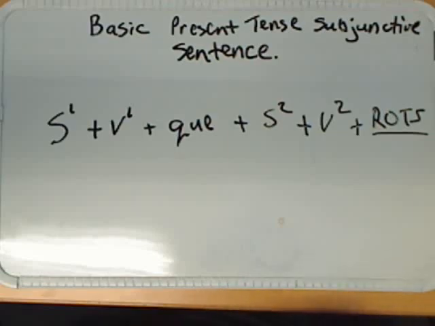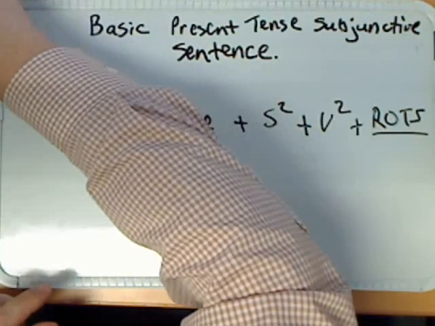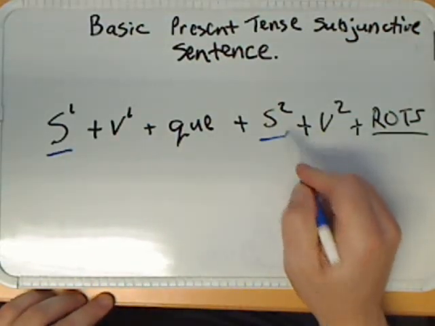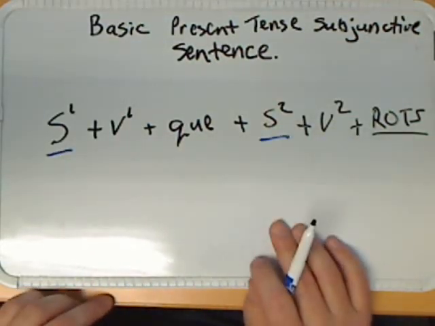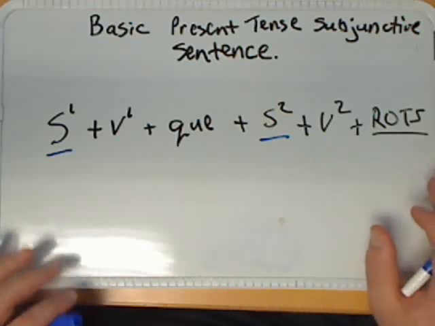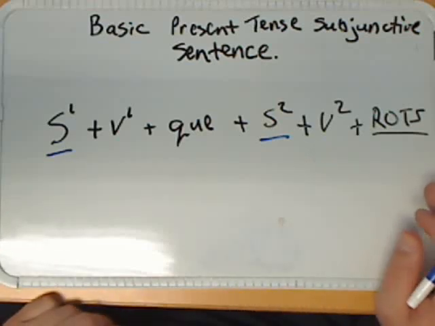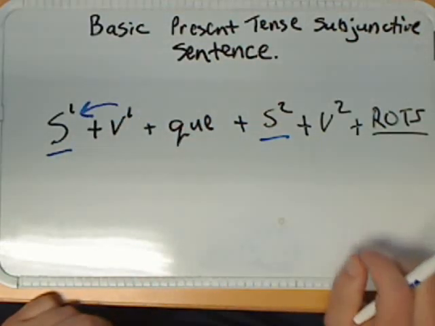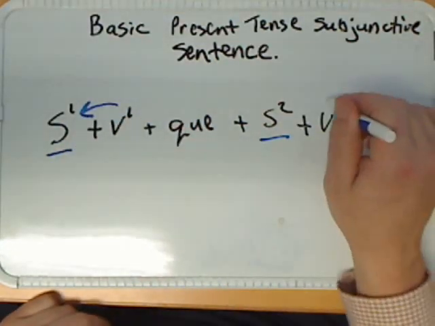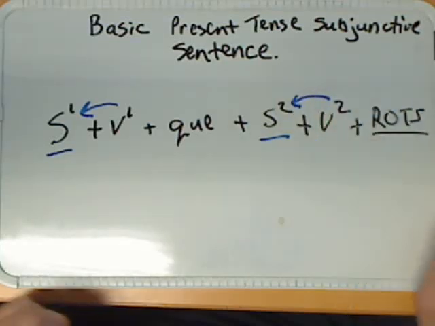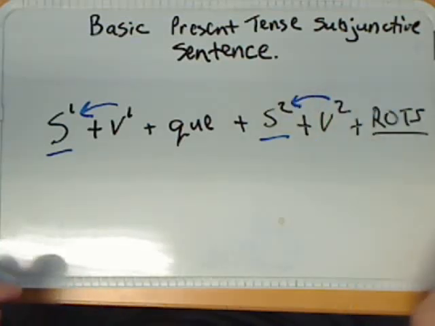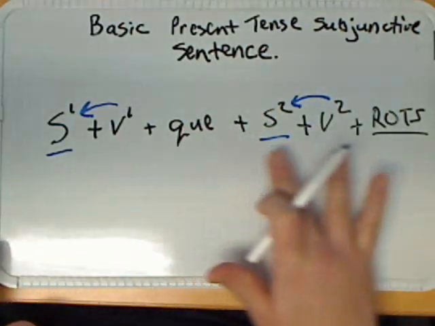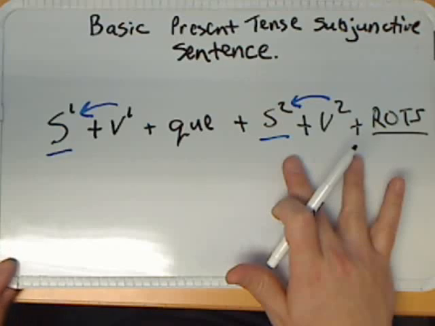Now, if you notice on this equation, there are two subjects. This is subject number 1, and this is subject number 2. There has to be two subjects in order to have this basic subjunctive sentence. And then there is verb 1, which agrees with subject 1, then there is verb 2 that agrees with subject number 2. What I like to tell my students is that there is this great wall that separates the first subject and first verb from the second subject and second verb.